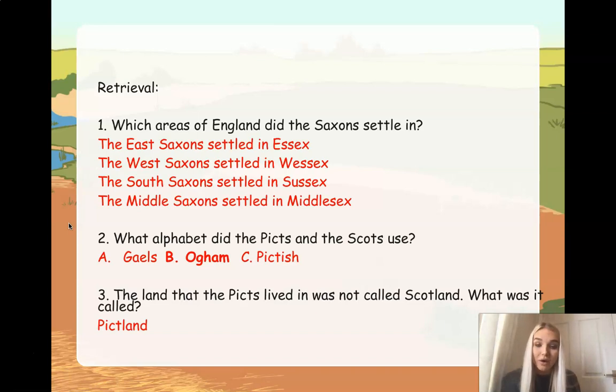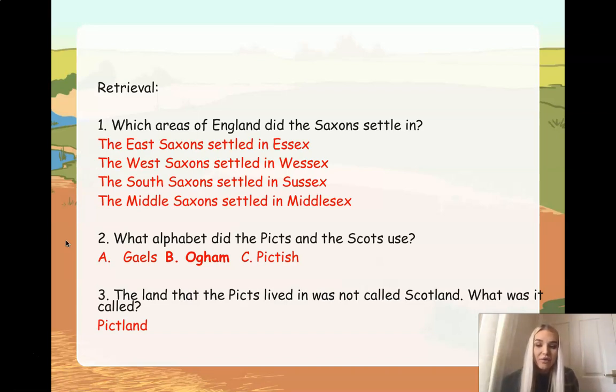Number two, what alphabet did the Picts and the Scots use? The answer is B, the Ogham alphabet. Now, the reason I put Gaels in here, because what connection does the Gaels have to the Scots? That's right, the Scots were normally called the Gaels, weren't they? And what connection does the Pictish have to the Picts, do you remember? Well done. So the Picts and the Scots both used the same language, which was the Pictish language.